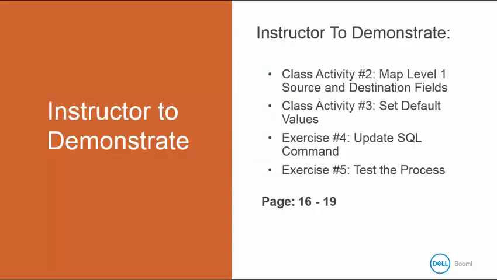I'm going to go through class activity number 2 to map the level 1 source and destination fields. I'm going to go through class activity number 3 to set the default values. Then I'm going to do exercise number 4, which is to update our SQL command, and exercise number 5 to test our process. This begins in your book on page 16 and it goes up to page 19.